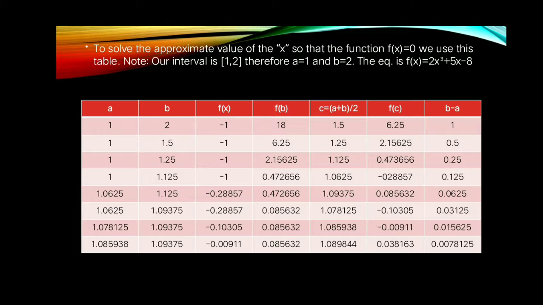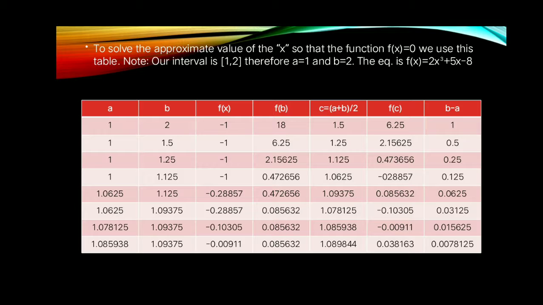f(a) is negative 1. f(b) is 0.472656. c is equal to 1.0625. So f(c) is negative 0.28857. b minus a is 0.125. Since f(c) is negative, change the value of a with c, which is 1.0625. b will remain the same.